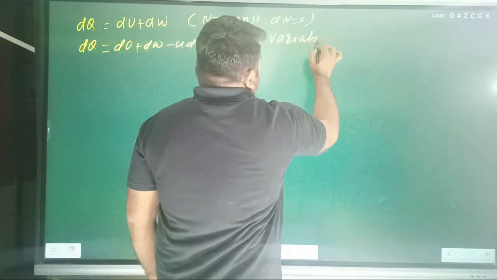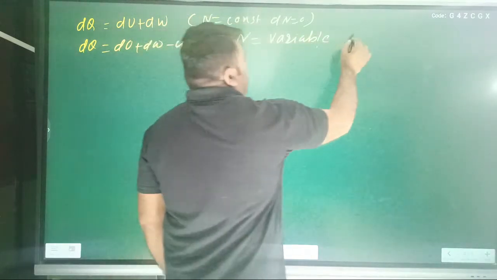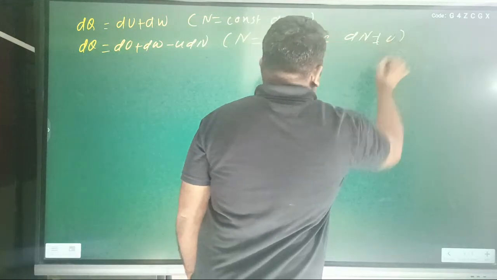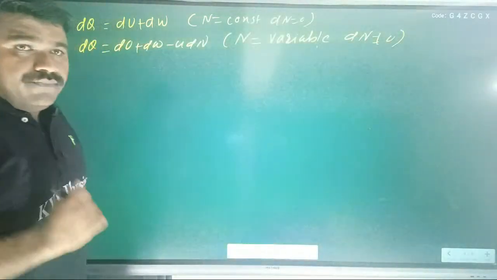N is variable, so dN is not equal to 0. Okay, that is the first one. Second one.